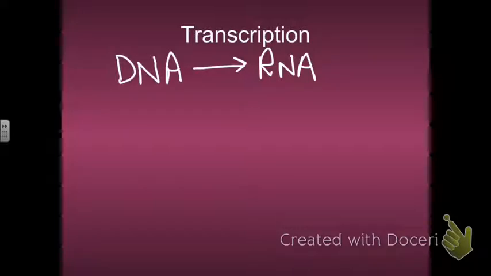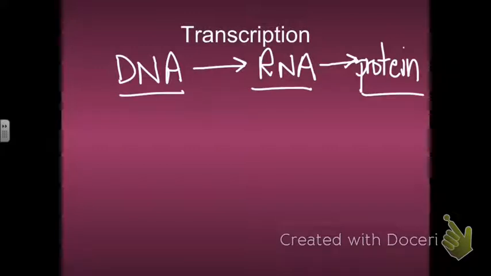The next step, the second step in making a protein is called translation, and that's going to take you from RNA to protein. Okay, so there's 3 different steps, and this is called the central dogma that's going to be involved in the production of proteins, going from DNA to RNA to protein. But there's 2 processes that are going to be involved with it. The first one is transcription.